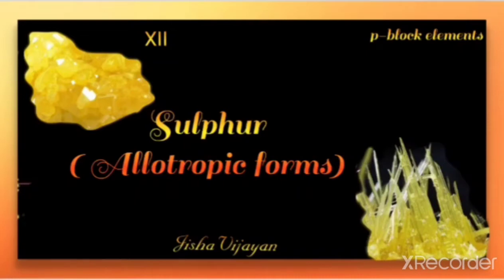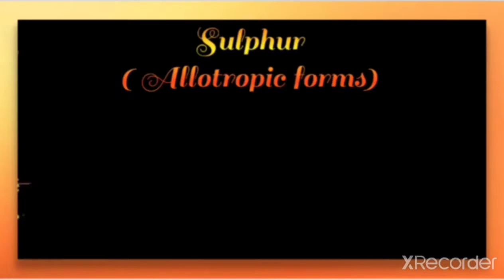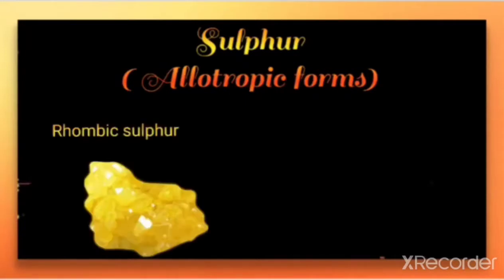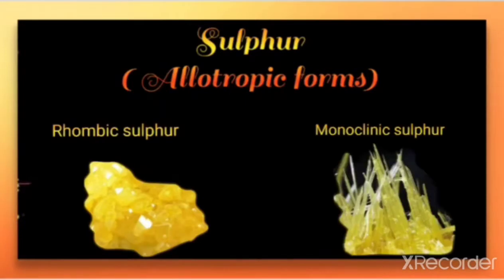Hello students, let us discuss the allotropes of sulfur. Sulfur is an element of group 16. Sulfur exists in numerous allotropic forms. Of these, the two important ones are rhombic sulfur and monoclinic sulfur. Rhombic sulfur and monoclinic sulfur can also be called alpha sulfur and beta sulfur respectively.